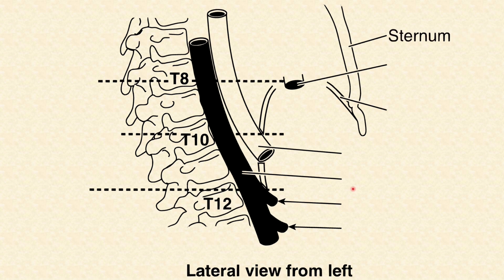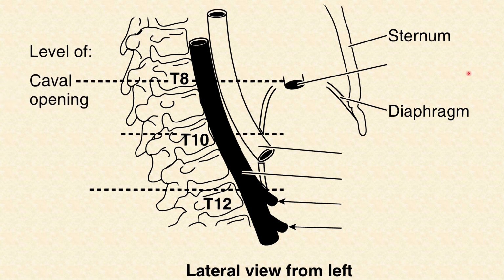And this image, let's understand what this image is representing. So this area represented is the sternum. This is the diaphragm which is shown here. Let's see the levels of the three openings. So first we have the caval opening or the vena caval opening, which is present at the level of T8.